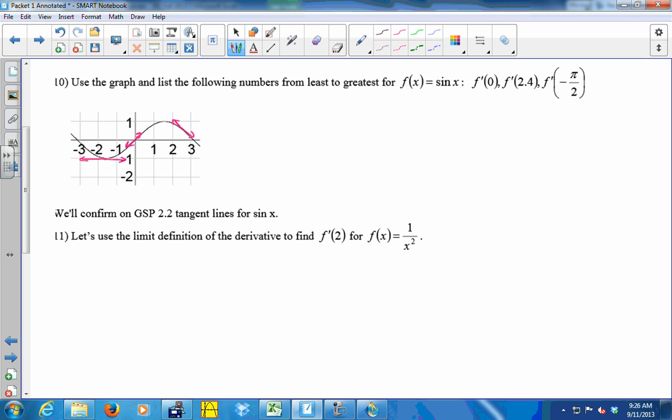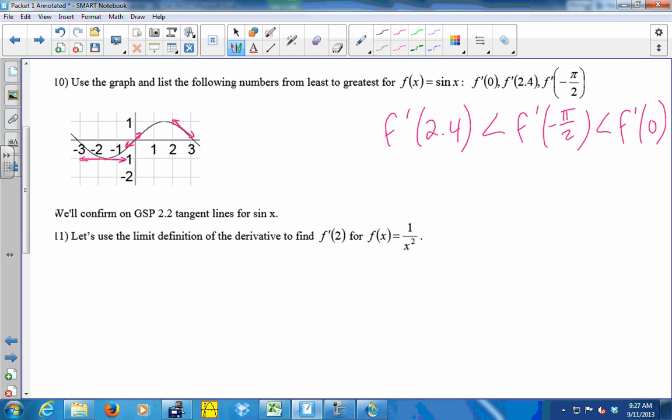So I have a 0 slope, a positive slope, and a negative slope. So my smallest would be the negative, which is f prime of 2.4. And then my middle would be the 0 slope, f prime of negative pi over 2. And then my biggest is going to be my positive slope, f prime of 0. Smallest to biggest.